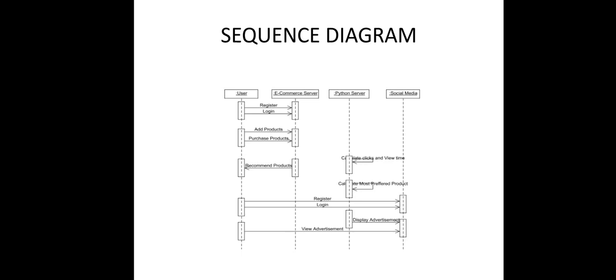The Python server will calculate the click and view time, calculate the most preferred product, and display the advertisements on the social media. The user can register in the social media, log in to the social media, and view the advertisement.